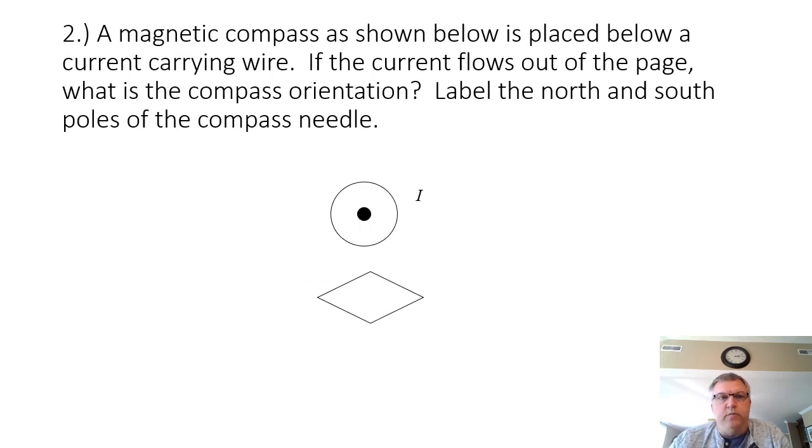Problem 2. We have a magnetic compass placed below a current carrying wire. This shows the current carrying wire, and the current is flowing out of the page. So that's what this dot in the middle of the circle tells me, that it is flowing out of the page along the positive z-axis. And they want to know what is the orientation of the compass. They want us to label the north and south poles of the compass needle.